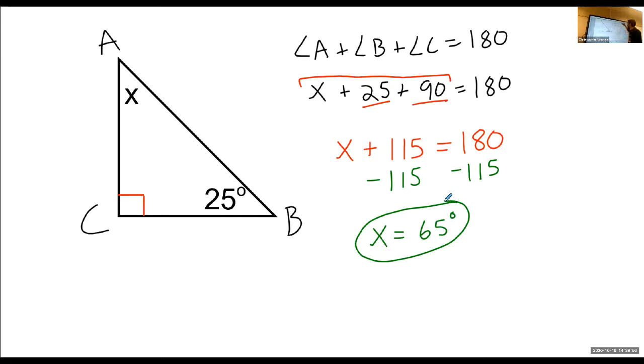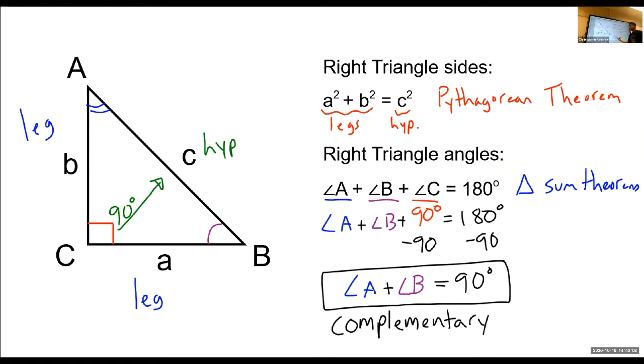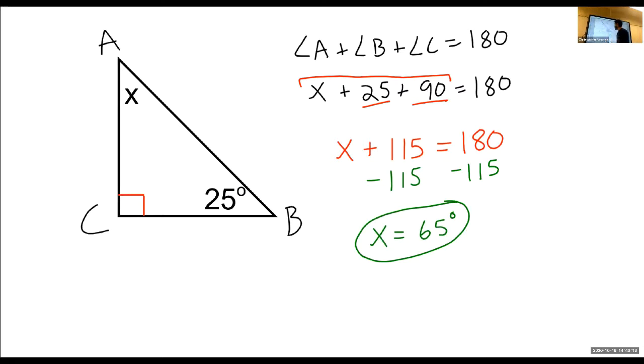Now, that took a lot of steps. I had to set up my equation, I had to simplify, and then I had to solve. However, we just said from the previous slide that the two acute angles in a right triangle are complementary. So if I look back at this problem, I could have just ignored C. I know that angle A and angle B will add up to 90 degrees because this is a right triangle.